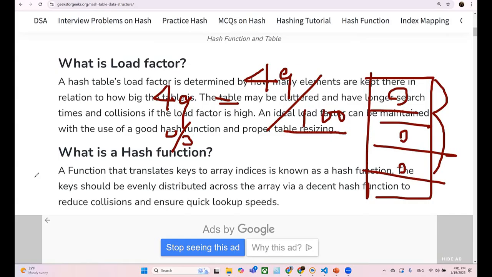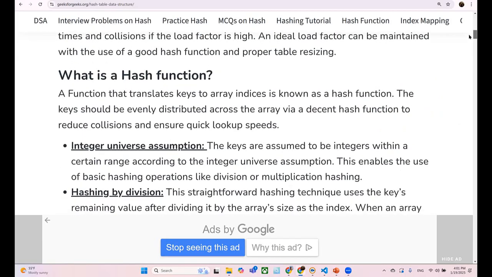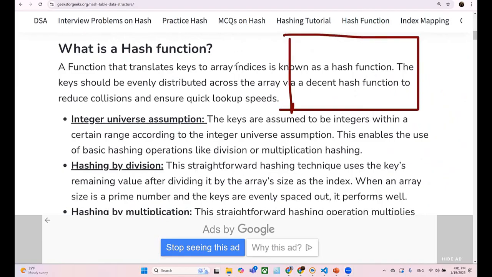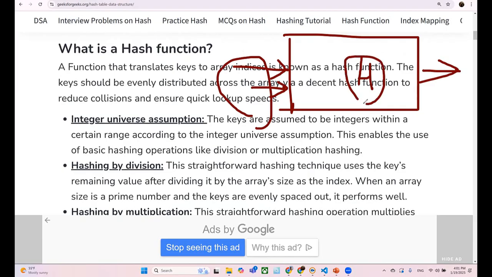The next one is, what is a hash function? A hash function takes in your string or your data to create a value or index. So basically, this function is a randomizer function.